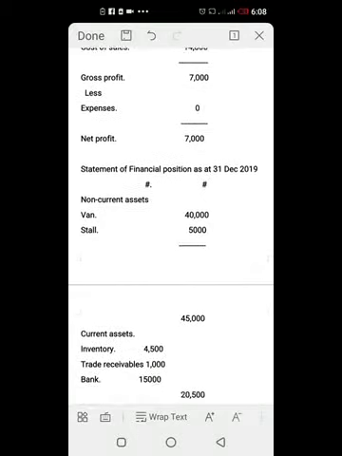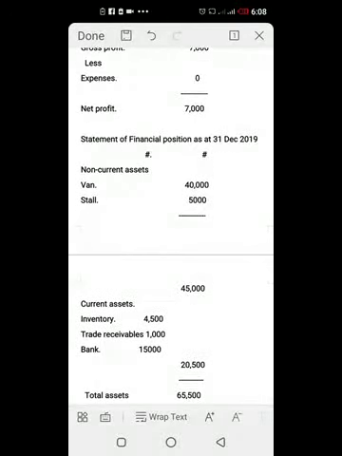Now that takes us to the statement of financial position. After finding the statement of profit and loss account, we can now find the statement of financial position. They usually go side by side. Use the trial balance to find the statement of profit and loss, and then you still use the trial balance to find the statement of financial position.